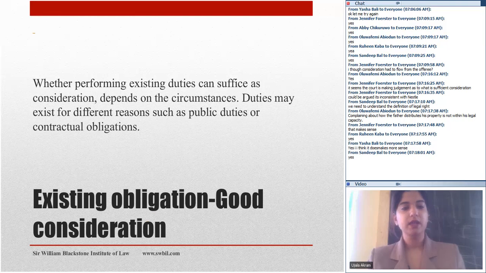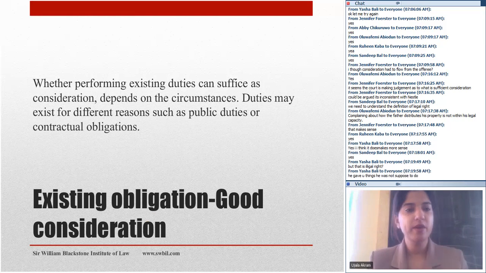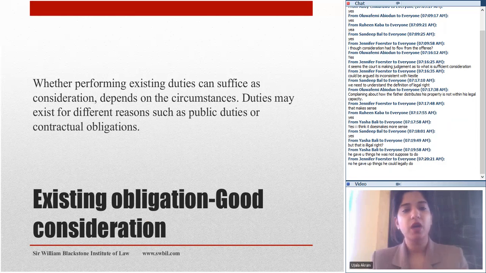Now let's look at another situation, when one party has an existing obligation towards another, to the second party or to a third party. So we are going to see whether performing existing duties can suffice as consideration or not. It depends on the circumstances, as we will see in the case law that we are going to discuss in a few minutes, because duties may exist for different reasons, such as public duties, or it can be a contractual obligation. So according to the situation and circumstances, the answer differs.